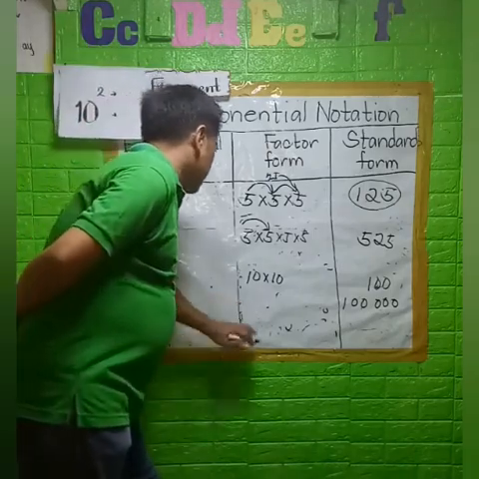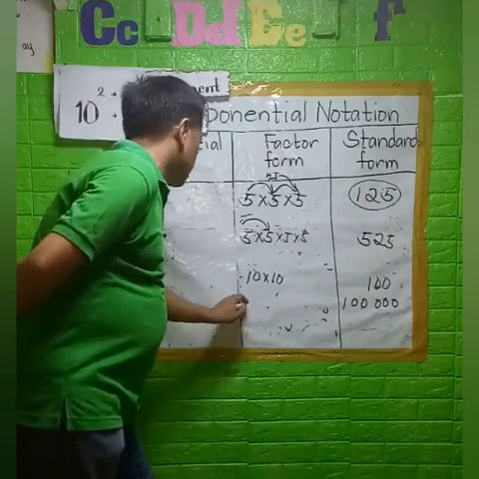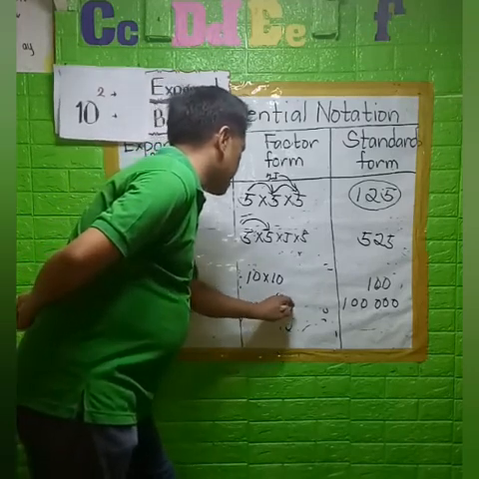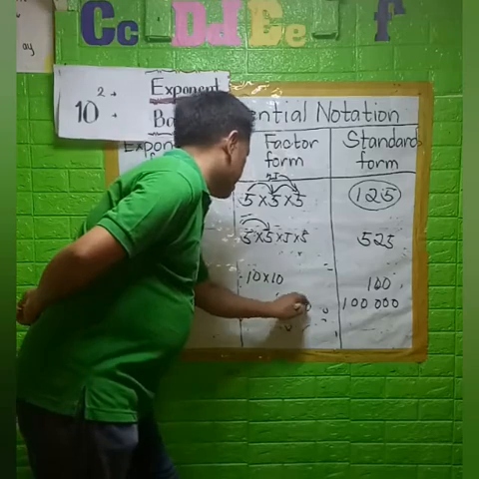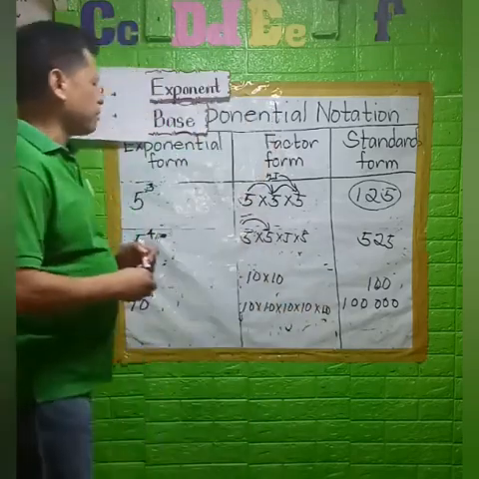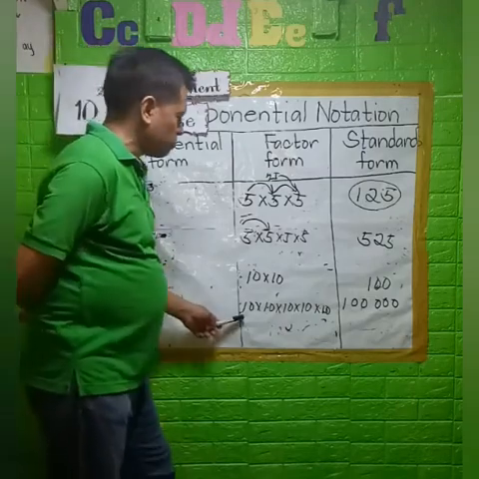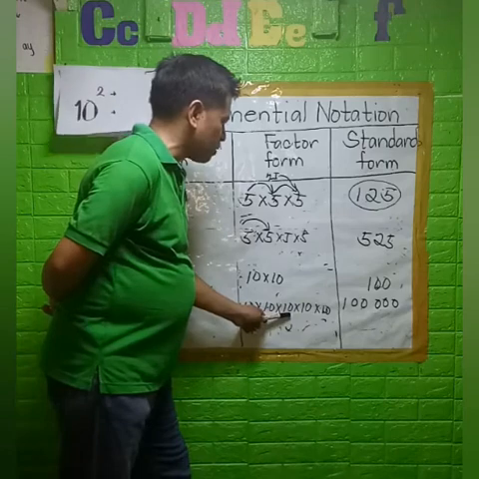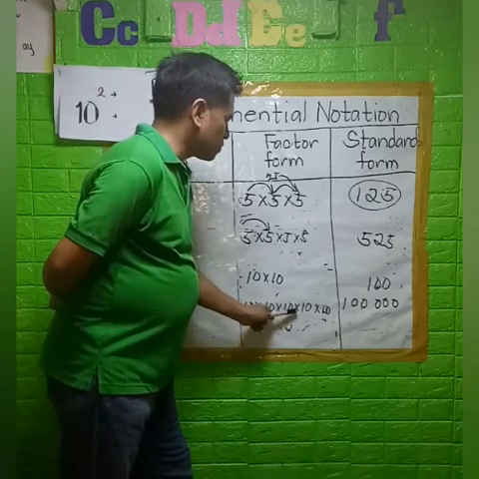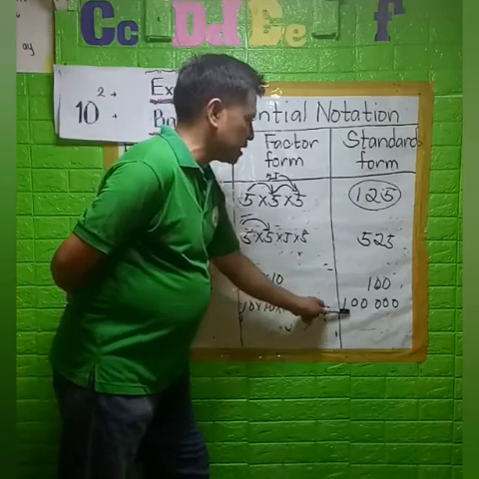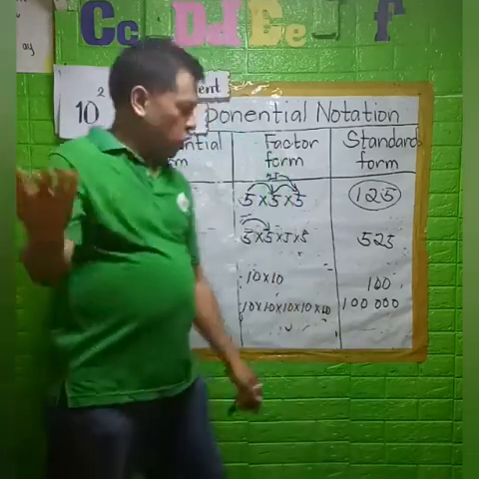So, paano natin isusulat ang expanded notation? 10 times 10 times 10 times 10, 1, 2, 3, 4 times 10. If we are going to solve this one, if we multiply 10 times 10, that is 100. 100 times 10 is 1,000. Then 1,000 times 10 is 10,000. Then 10,000 times 10 is 100,000.